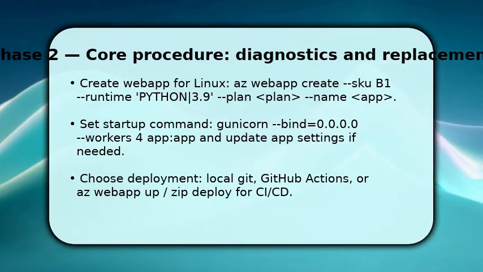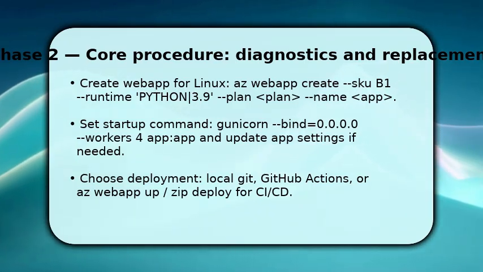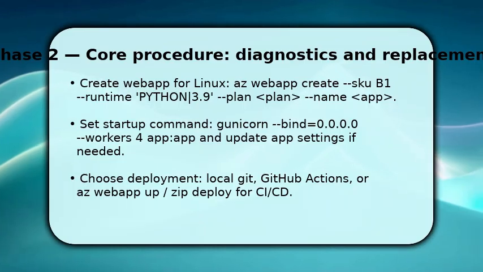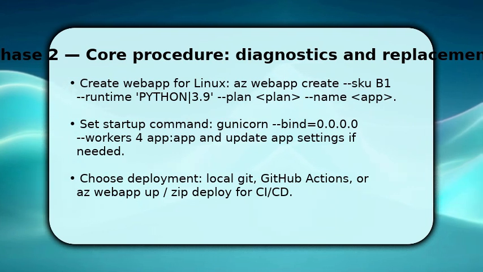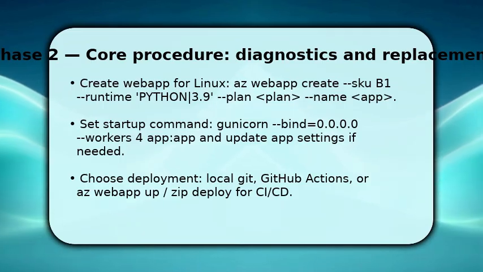Once configured, pick a deploy method: local git for quick pushes, GitHub Actions for CI/CD, or az webapp up or zip deploy for one-step uploads. Make sure app settings like Python path and environment variables are set before starting.